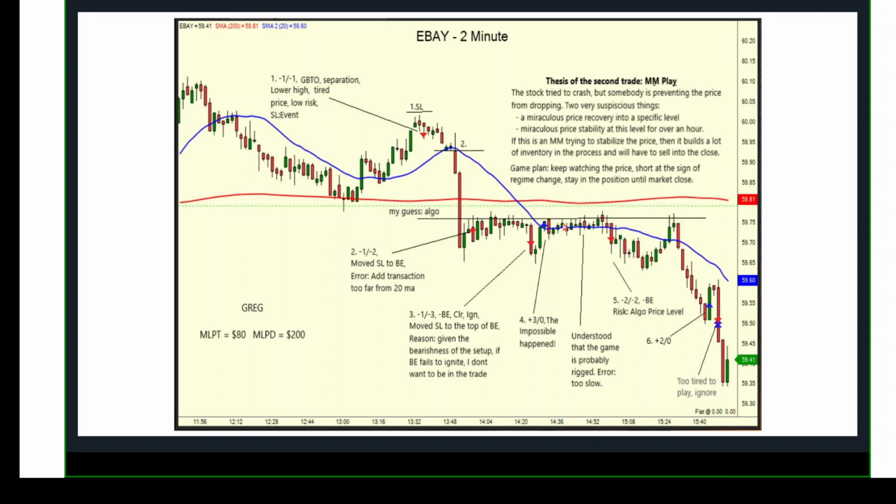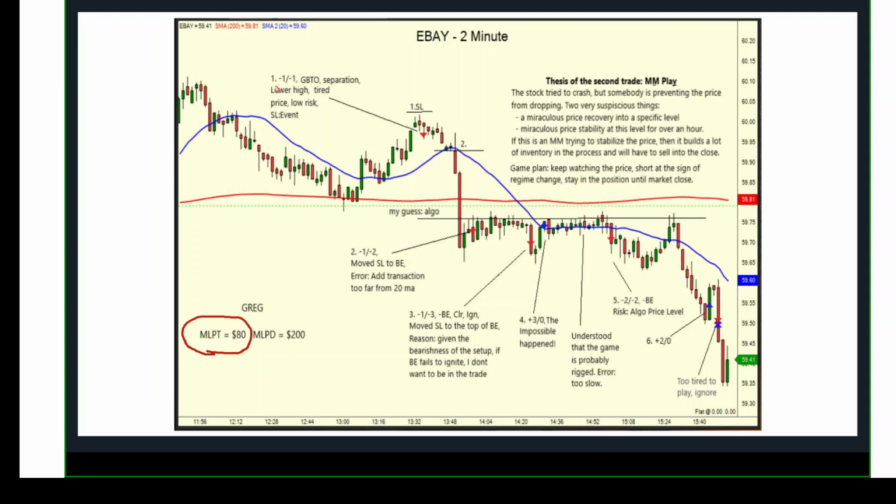Okay, so first journal here is by Greg. Greg is pointing out that he's using a max loss per trade of $80 here and is trading eBay. He's trading eBay in the middle of the day, okay? And so there is a story here, but let's just first look at the trade first, okay?